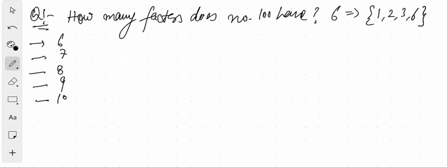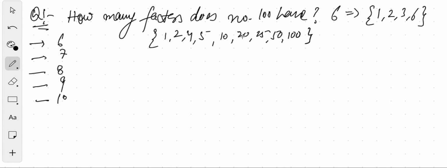There are two approaches to answer this question. In fact, three. One is the unstructured approach, where we start writing down all the factors one by one. For example, the first factor is 1, then 2, then 4, 5. The next is 10, 20, 25, 50 and 100. And then we can count it. So 1, 2, 3, 4, 5, 6, 7, 8, 9. So 9 is the answer.